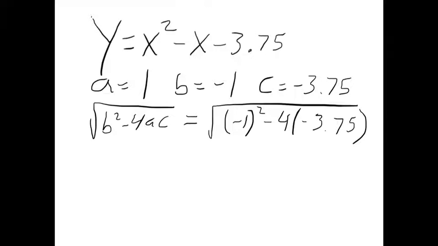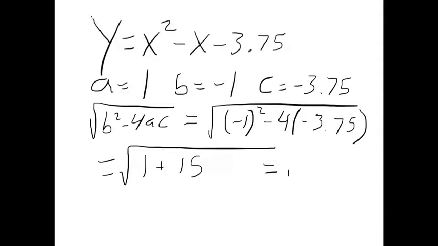That gives us a value of, let's see, the square root of -1 times itself is 1, and -4 times -3.75 on the calculator gives me plus 15, which of course equals the square root of 16, which equals 4.